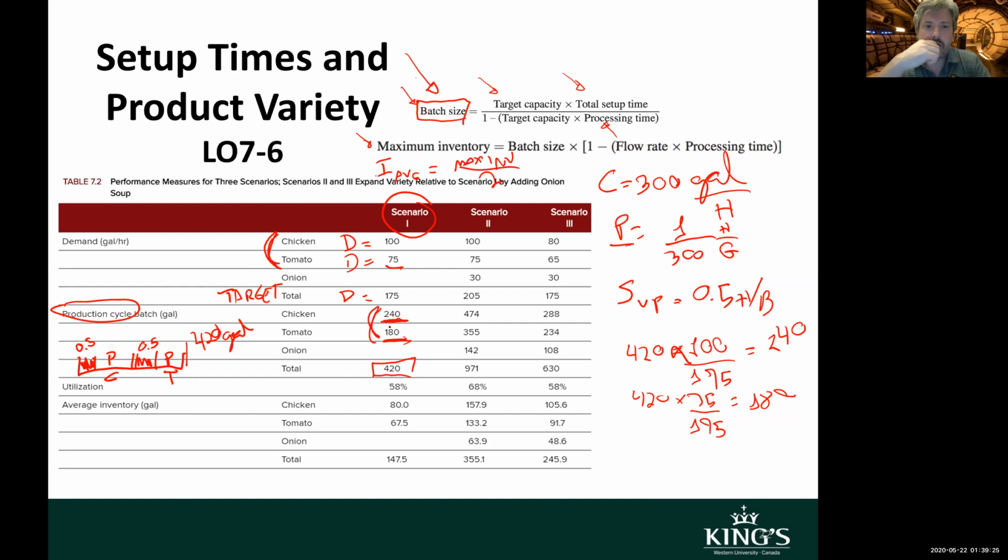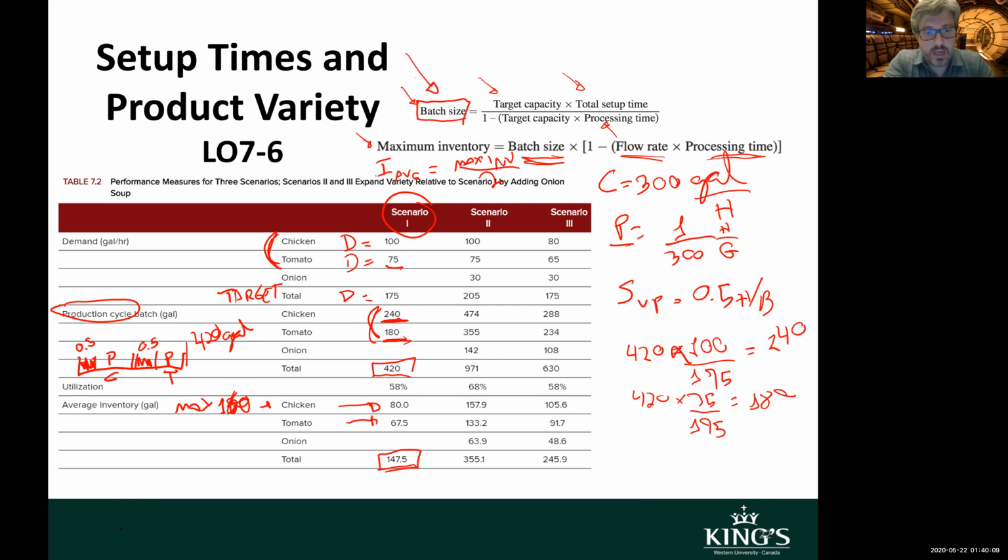Excellent. So now I can also calculate what my average inventory is because I know what my batch size is, I know the flow rate, and I know the processing time, right? So by calculating all that, I know that my maximum inventory is 190 for this guy. So my, 160 for this guy. And so the average inventory for chicken becomes 80, right? I can do the same kinds of calculations with the tomato, and my total average inventory is 147 gallons.